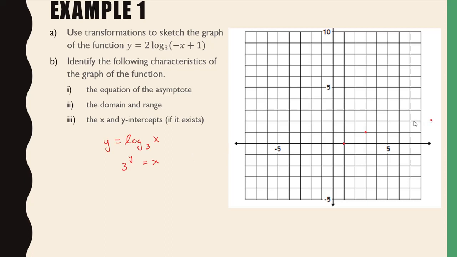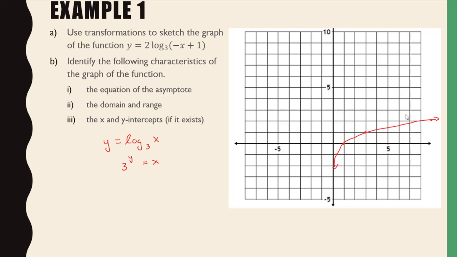Then we can start going the other direction, as we get into a negative height. So I know when I have a negative 1, I get 1/3. And then I'm going to get 1/9 when I have a negative 2 exponent. And that's as far as I'm going to graph, because we've got that asymptote there. We don't want to make it look like it's crossing that. So there's my sketch.